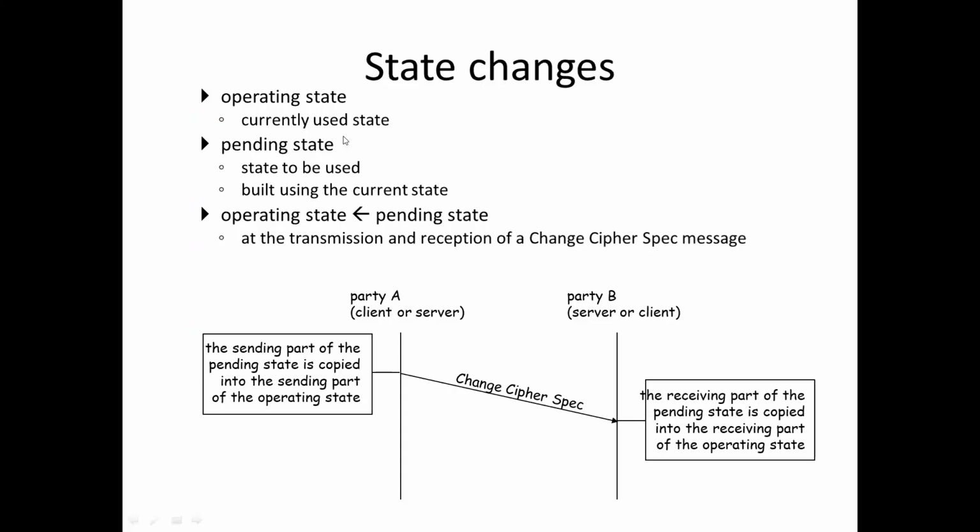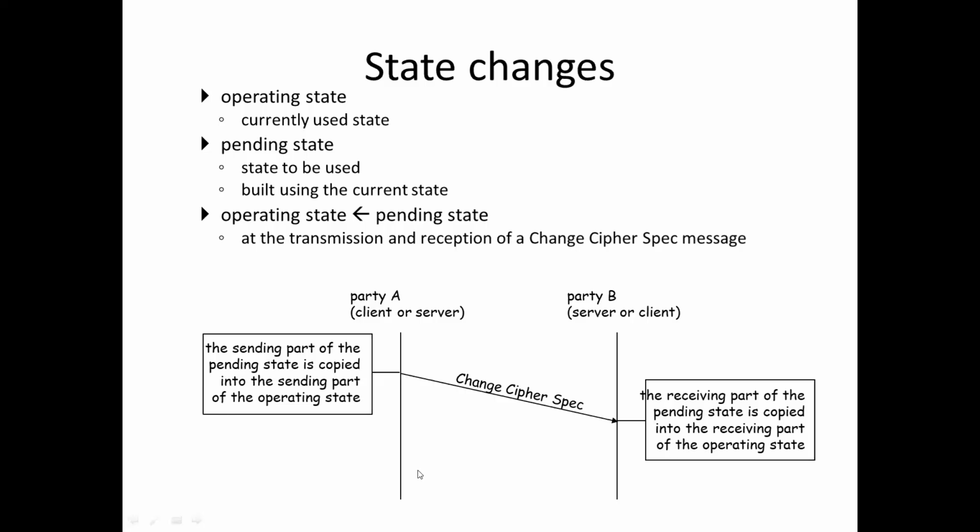Then we have state changes. There are two states only: one is the operating state and the other is called the pending state. The operating state is the one that is currently working. The pending state is the state to be used next, which is built using the current state. So we will always be moving from the pending state to the operating state.